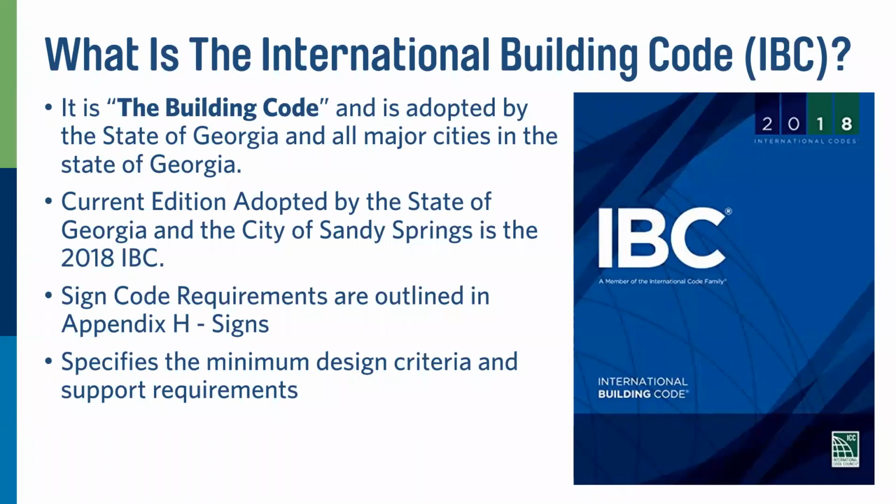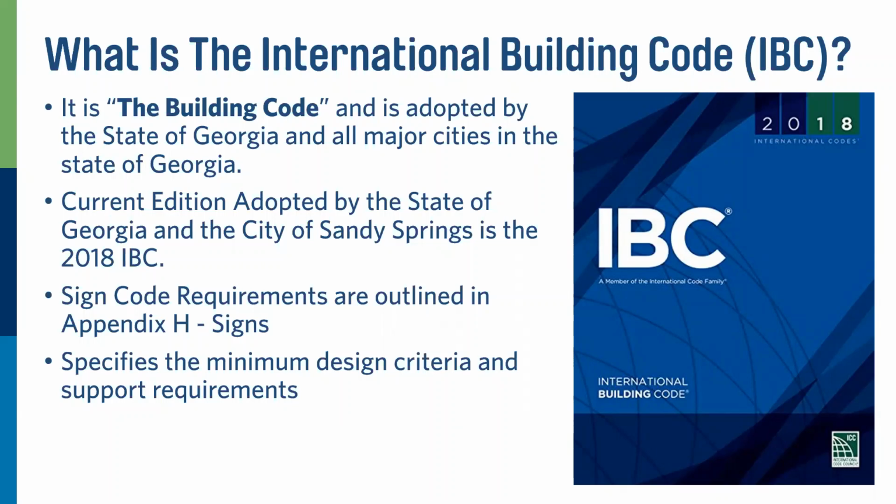So what is it? It is the building code. It's what's adopted by the state of Georgia, so if you do any state work, you have to follow it. And pretty much all the major cities in the state of Georgia follow this as well. The current edition that the state and the city use is the 2018 edition. The sign code requirements are outlined in Appendix H, Signs.